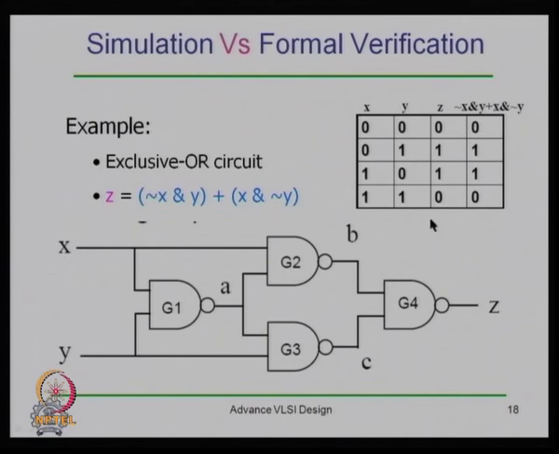Right. Now, one of the ways is I can use simulation based verification. For X, Y there can be 4 possible combinations, and from that I can simulate what would be the Z, and from this mathematical expression I can also simulate what would be the Z. If there is a match, then I say that this design is correct, otherwise it is incorrect. So, this is simulation based verification.